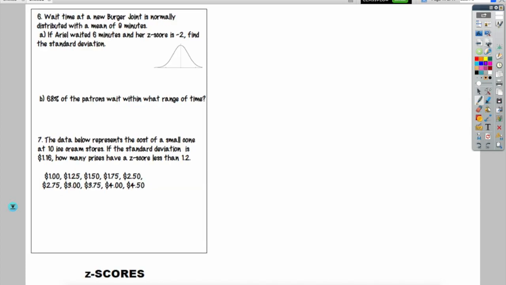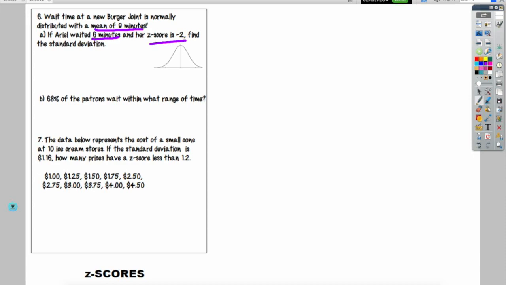All right, let's look at example 6. Wait times at a new burger joint is normally distributed with a mean of 9 minutes. If Ariel waited 6 minutes and her z-score is -2, find the standard deviation. Okay? So, we don't know the standard deviation, but we do have a z-score. We do know how long she waited, and we do know the mean.